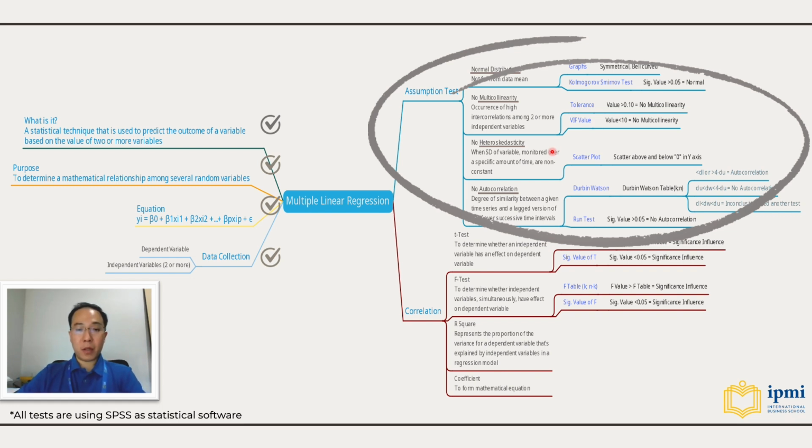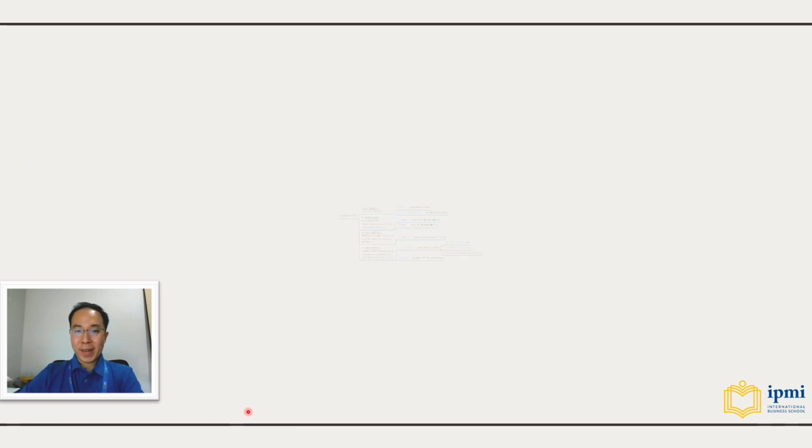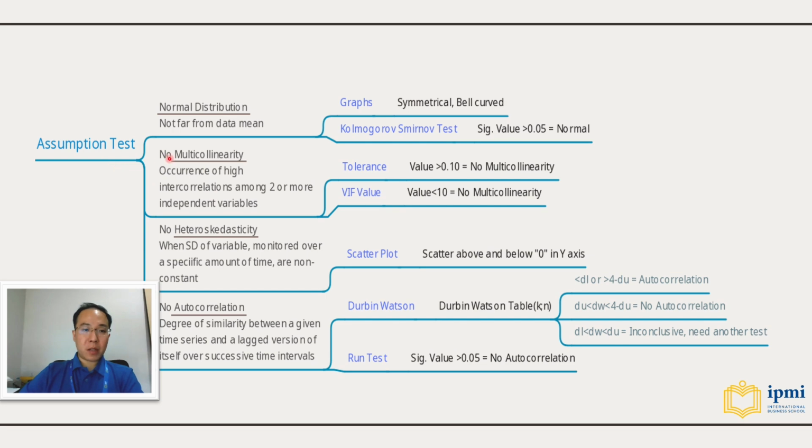Let me also remind you that all of these tests use the SPSS statistical software. I do hope you already have it on your laptops so you can follow along with the assumption test and the correlations on your own. Okay, assumption test. There are 4 steps of the assumption test. We go for the first one, the normal distribution. There are 2 ways to test for normal distribution: one is a graph and the second is the Kolmogorov-Smirnov test.